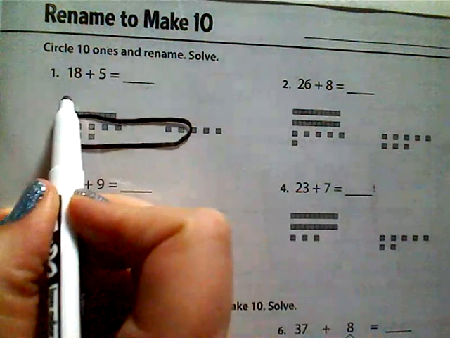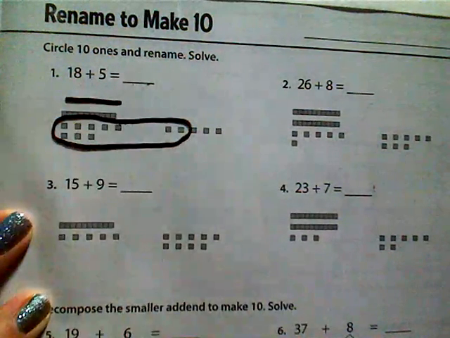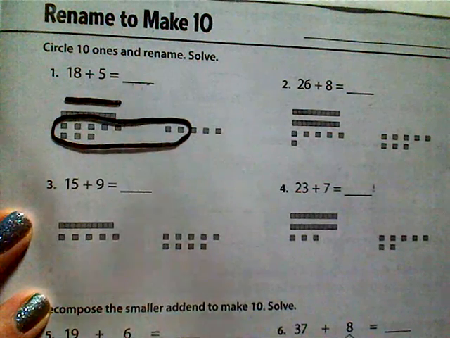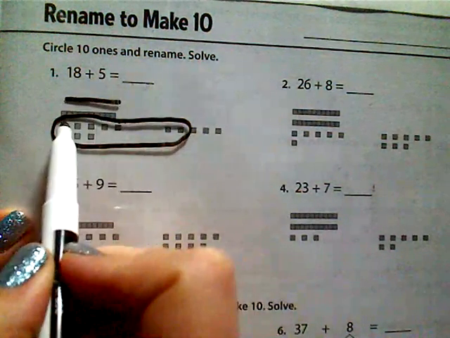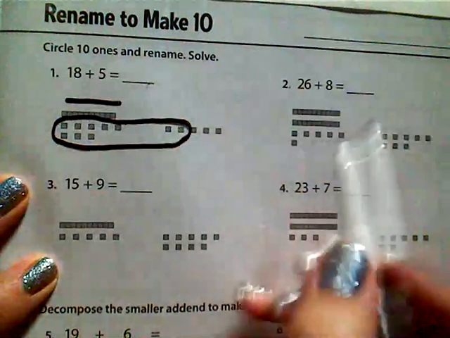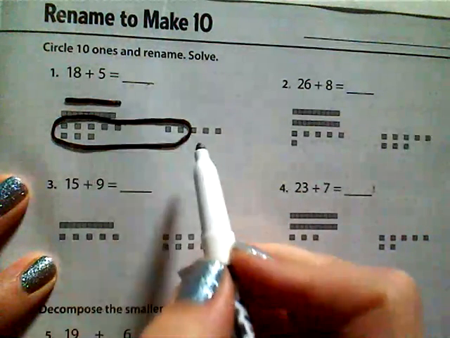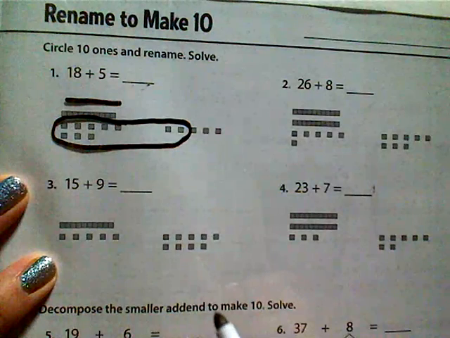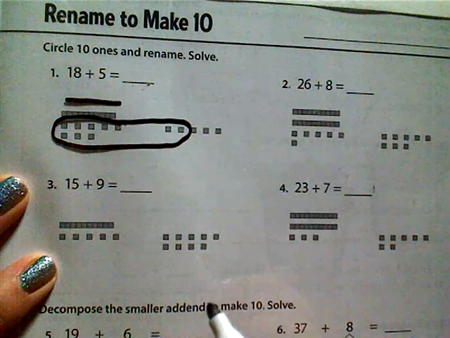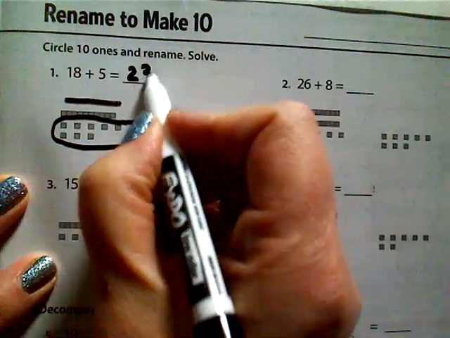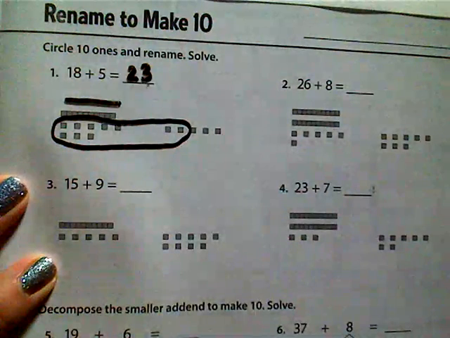We're going to rename that by drawing another 10, and now we can count to get our answer. So now we have 10, we have 20, and we have to count our extra ones that are not circled. So 20, 21, 22, and 23. So when we look at 18 plus 5, that's the same answer. Our sum is 23.